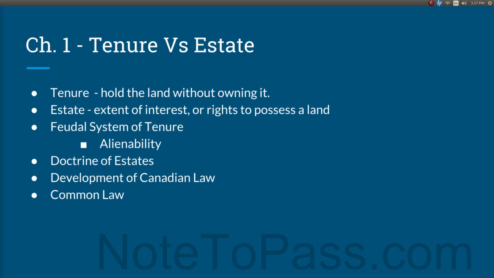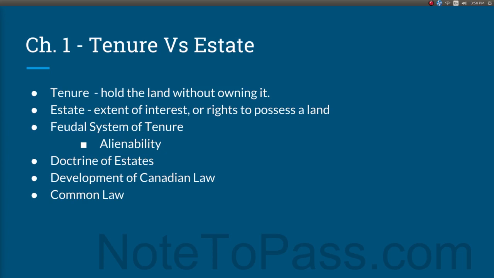Okay, let's talk about tenure versus estate. In Canada, we see two land ownership systems. First is tenure, and the second one is estate. Estate is a bit newer than tenure. So what is tenure? Tenure means holding a land without owning it, whereas estate is the extent of interest or rights to possess a land.